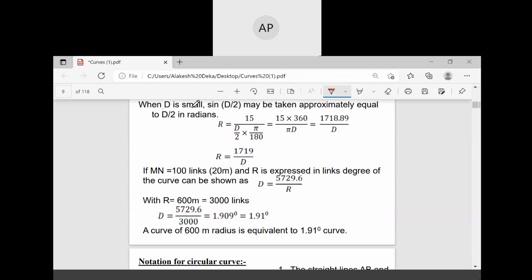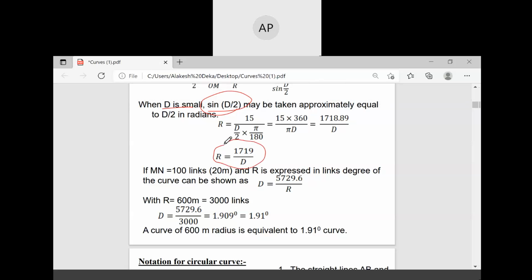Again, when D is small, sin D by 2 may be taken approximately, and the radius of the curve is given by the formula R equal to 1719 divided by D, where D is the degree of curve. This is a very, very important relation between radius and degree of curve: R equal to 1719 divided by D.